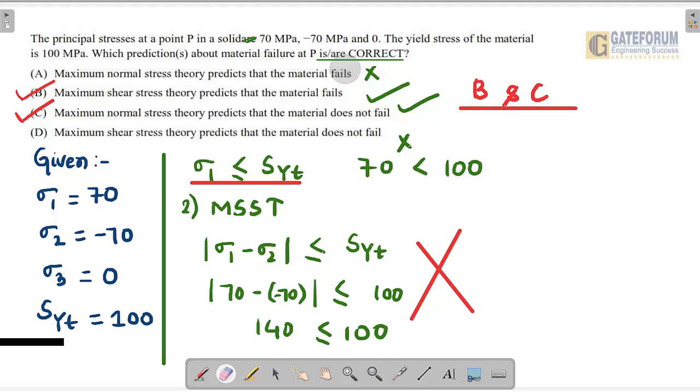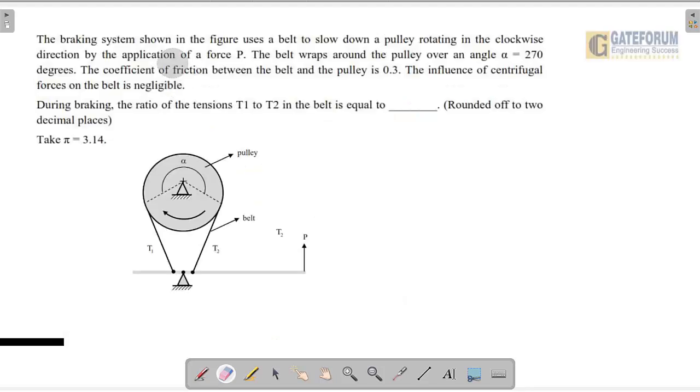Now the next problem, guys. It is a brake problem. It is quite easy. A braking system is shown, rotating in a clockwise direction with force P. The belt goes around a pulley with alpha equal to 250 degrees. The coefficient of friction is given. The influence of centrifugal force is negligible. During braking, find the ratio of tensions T1 and T2. This is very easy. I don't know why GATE asked this problem for 2 marks. You can directly use the formula T1 by T2 equals e to the power mu theta.